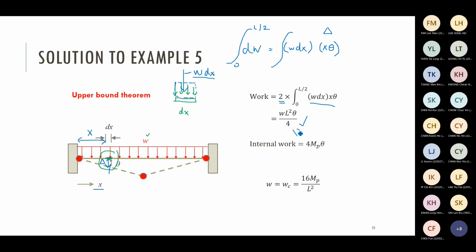So when you handle this kind of UDL using the upper bound theorem, when you calculate the external work, you may start from the element level. You consider one small element and then integrate the whole thing to get the external work. This is one method. Integrations.